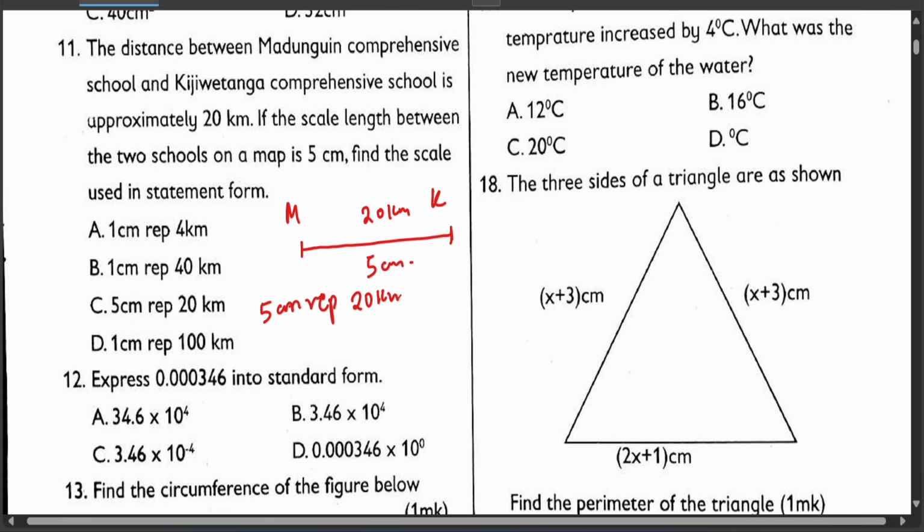Now I need to search for 1 centimeter. So I divide by 5. So therefore 1 centimeter will represent 4 kilometers. So that's the answer. So 1 centimeter represents 4 kilometers. Khalas, watu wadhani ni kitu kigumu, ni rahisi.